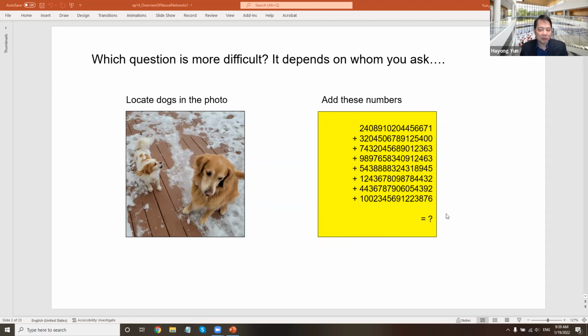If you ask the computer, it will easily do this, but surprisingly, computers find it very difficult to answer the question, how many dogs are in here? So the development of the neural network is partly motivated by what we already know that computers are good at. How can we have an algorithm that makes a computer good at also doing the tasks that humans are naturally good at?